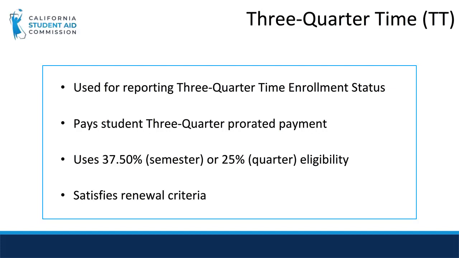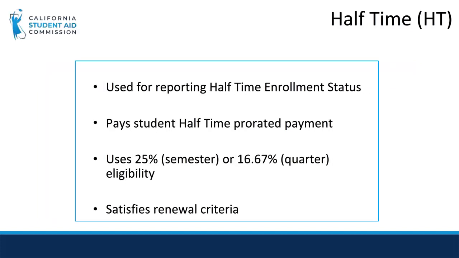TT stands for three-quarter time. The TT code can be used to pay the student for three-quarters time payment. The payment field will auto-populate with a prorated amount. Students will use up 37.5% eligibility at semester schools or 25% at quarter schools. This code satisfies the renewal criteria.